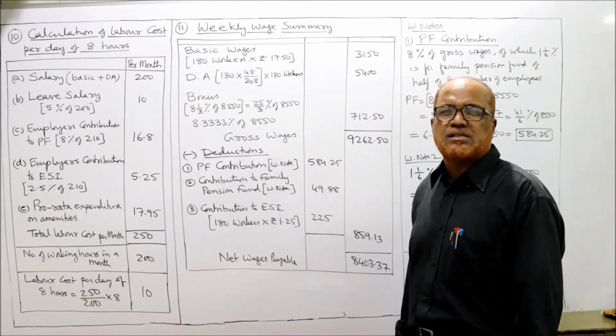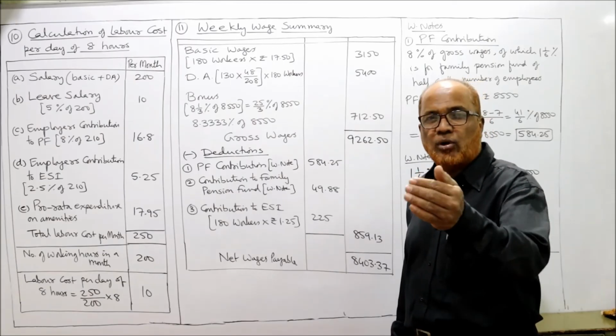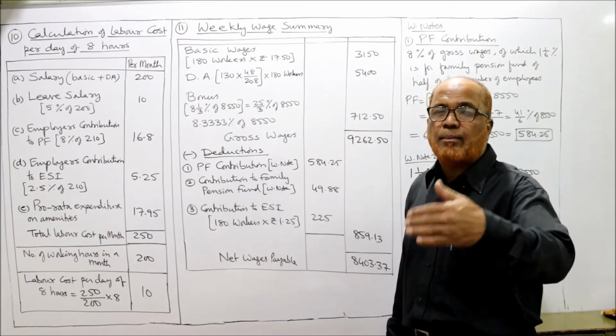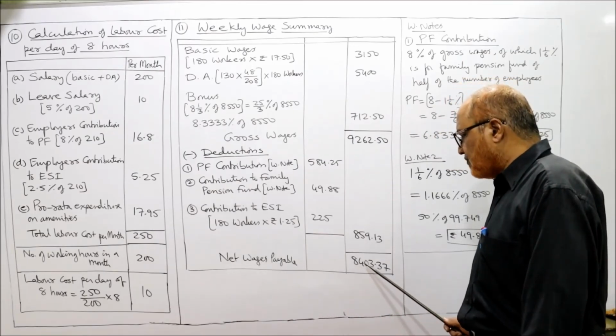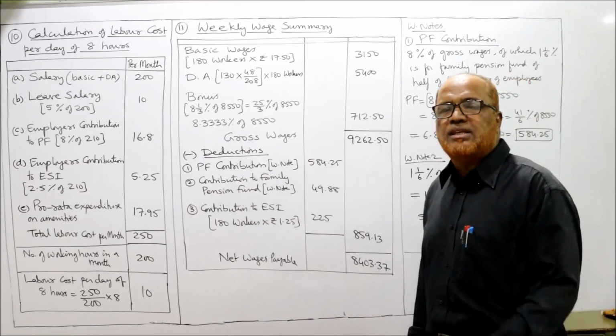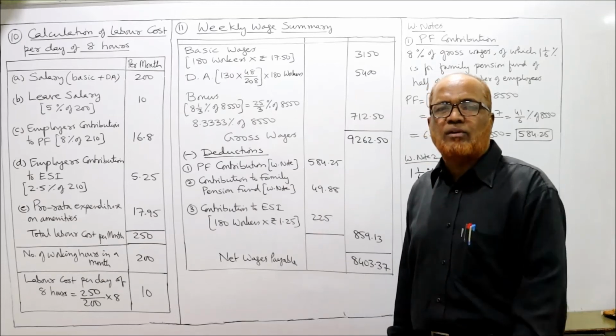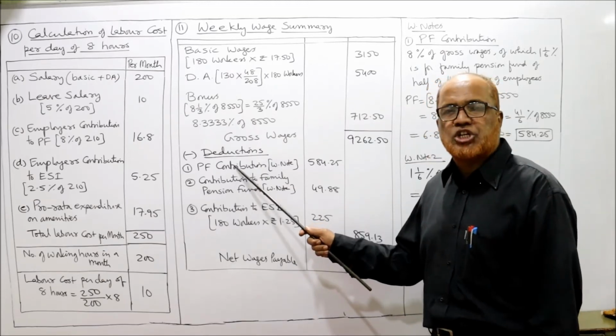of the workers. The employer will deduct this amount from the workers' wages, so the net amount payable to the workers, net wages payable, is 8,403.37. These are the net wages payable to the workers after making the deductions.